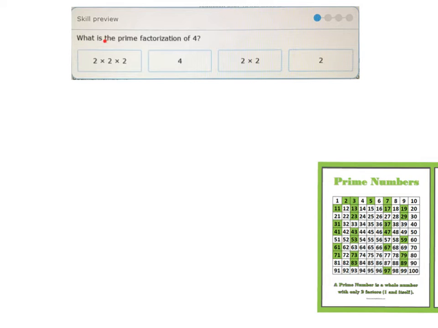So this first example, they're looking for the prime factorization of 4. This one's going to be really simple because 4 is such a small number. So with 4, we think about factors that multiply to 4. And the only one I can think of is 2 and 2. 2 times 2 is 4.